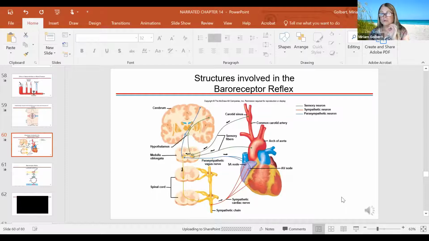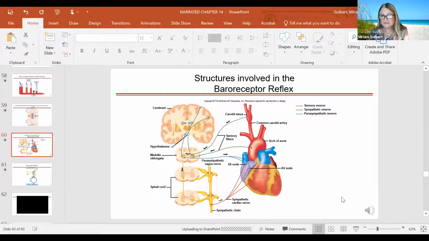So these groups of little cells are called sinuses. There's kind of like a little depression in the common carotid and in the aortic arch, and that's what these baroreceptors are. These are specialized sensory neurons, right? So these little cells are detecting blood pressure.